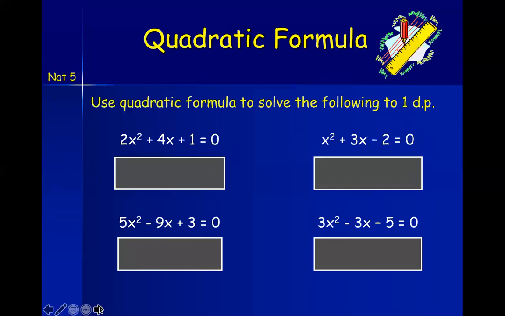So we've got 4 questions here. Use the quadratic formula to solve the following to 1 decimal place. So first things first, what did we say? We're going to calculate the discriminant first. If I was to do this one, I would do b squared minus 4ac, which is 4 squared minus 4 times 2 times 1, which is 16 minus 8, which is 8.